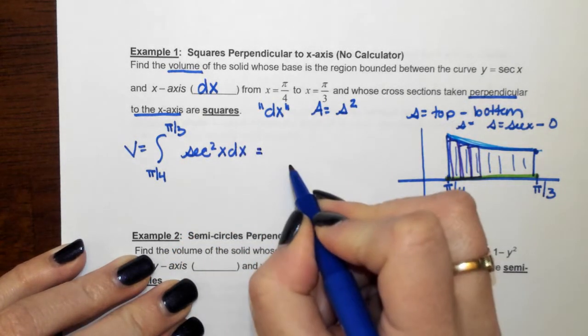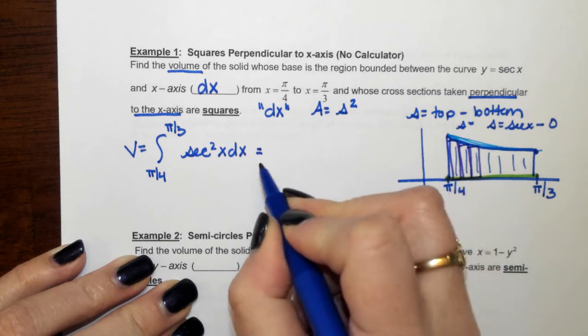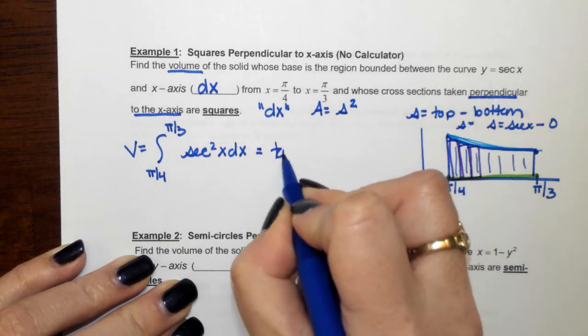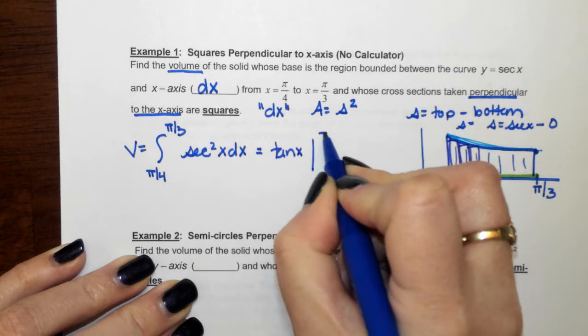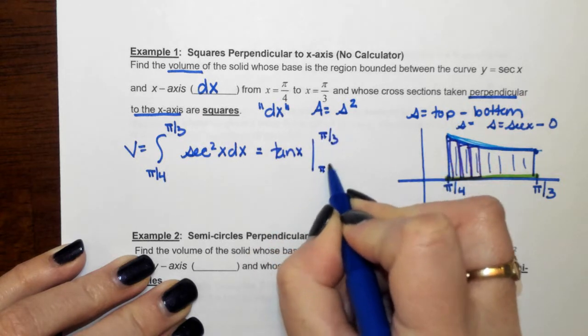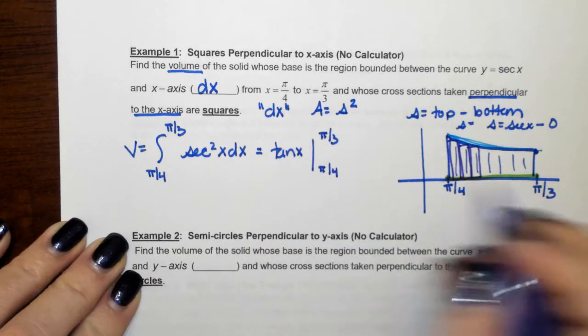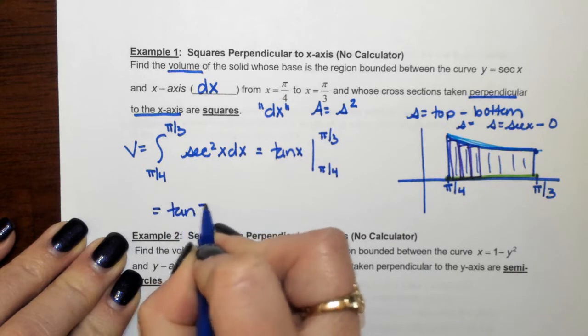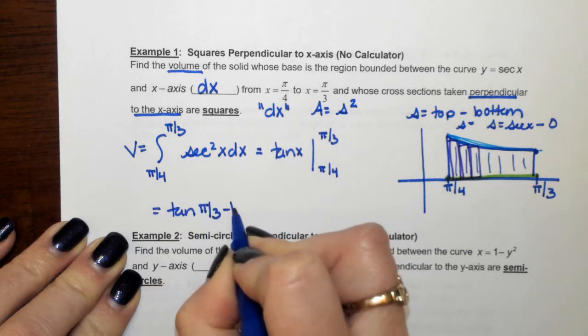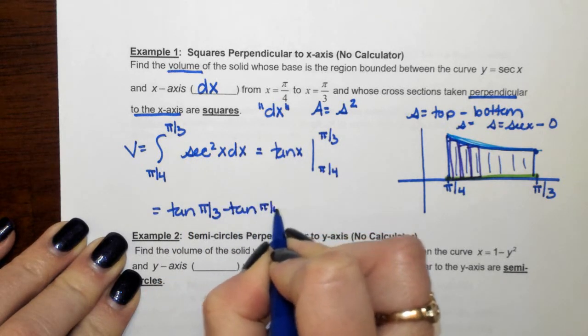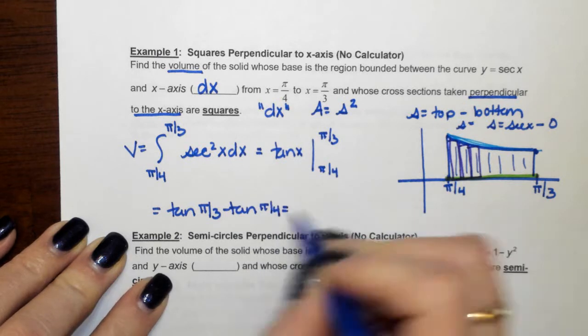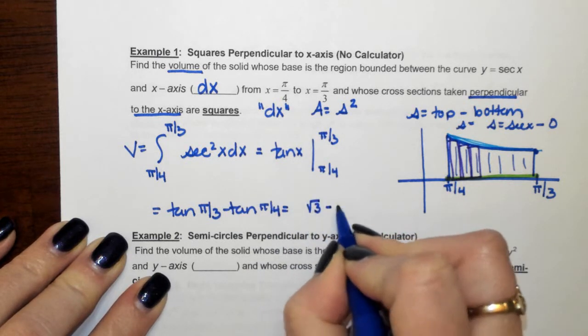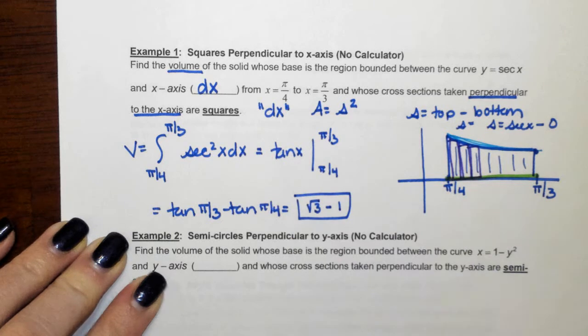When I integrate, I know the antiderivative of secant squared of x is tangent of x. Again, I'm going to have to evaluate this from pi over 4 to pi over 3. So I have to find the tangent of pi over 3 minus the tangent of pi over 4. Tangent of pi over 3 is square root 3, and tangent of pi over 4 is 1.